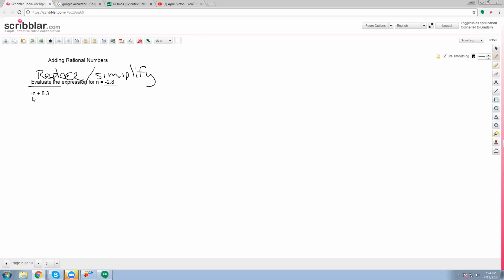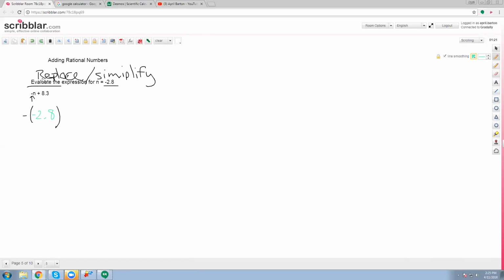So when you replace, you do have to be careful. Again, I chose this one specifically because we have a negative sign in front of this n. It goes negative, and then we're replacing the n itself. That n becomes the number -2.8. So we end up with this negative.